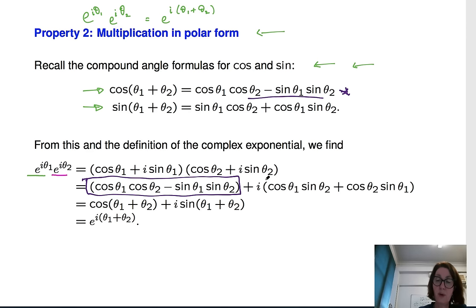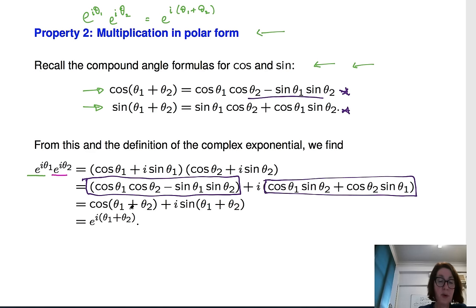On the other hand, if I look in this bracket, I've got cos theta 1 sine theta 2 plus cos theta 2 sine theta 1, which is just the right hand side of this compound angle formula. So I can replace this expression by sine(theta 1 plus theta 2).